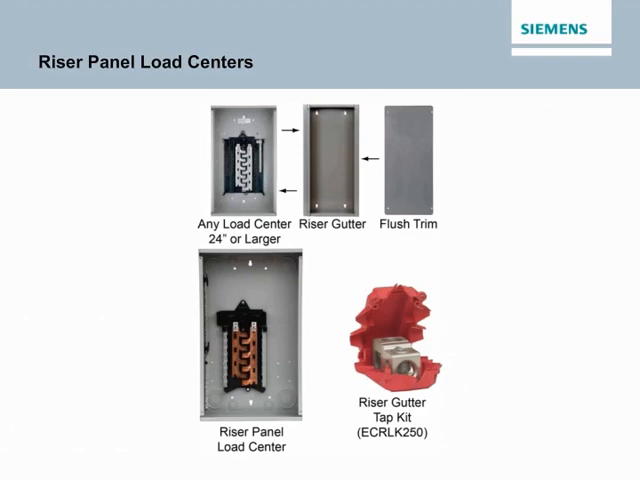The riser gutter tap kit allows the installer to tap off the main conductors. Where an existing Siemens one-phase or three-phase load center, 24-inch or larger, is used in place of the riser panel load center, the riser gutter can be installed to convert the load center to a riser panel. Load center mounting hardware, a pass-through brush, and flush trim are included.